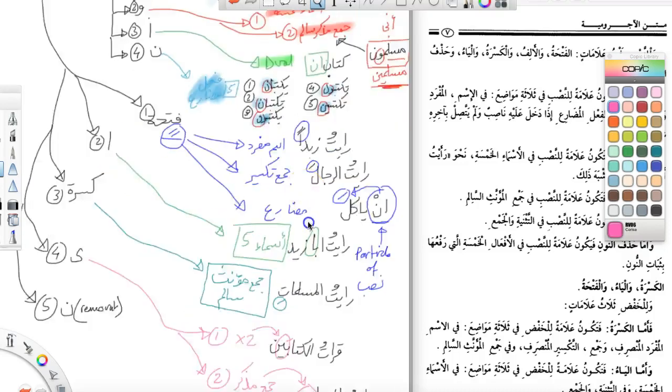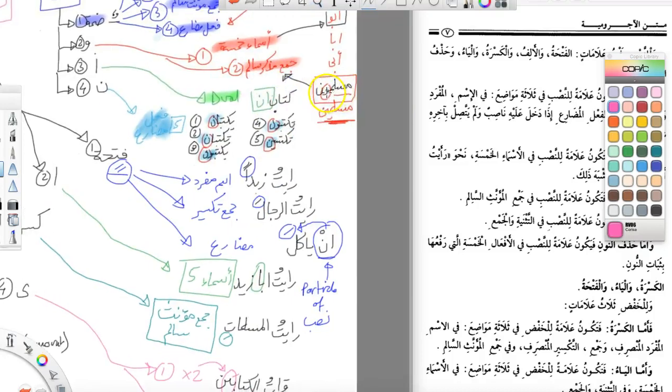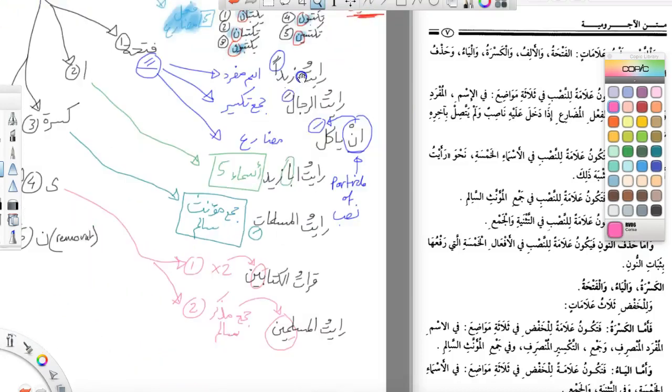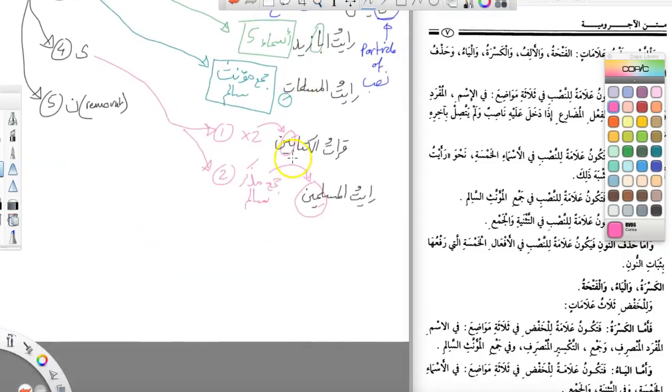If you look at the one above, Jam' Mudhakkar Salim, that was in the rafa state, it was Muslimuna. And in the nasb state, it's Muslimina. Again, there's no difference in the meaning. Muslimuna and Muslimina mean exactly the same thing. The only thing you have to remember is that if it occurs in the nasb state, you must write Muslimina. You can't say Ra'aytu al-Muslimuna, just like you can't say Qara'tu al-kitabani. You've got to say kitabayni because it's in the nasb state.